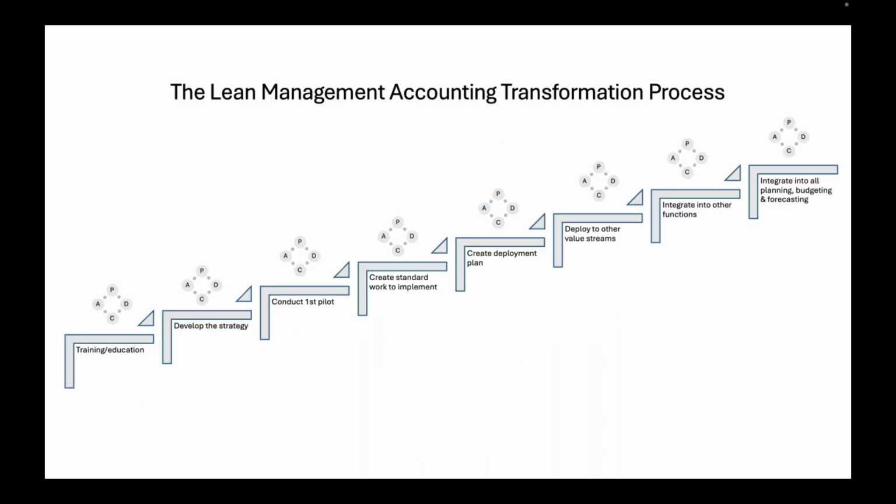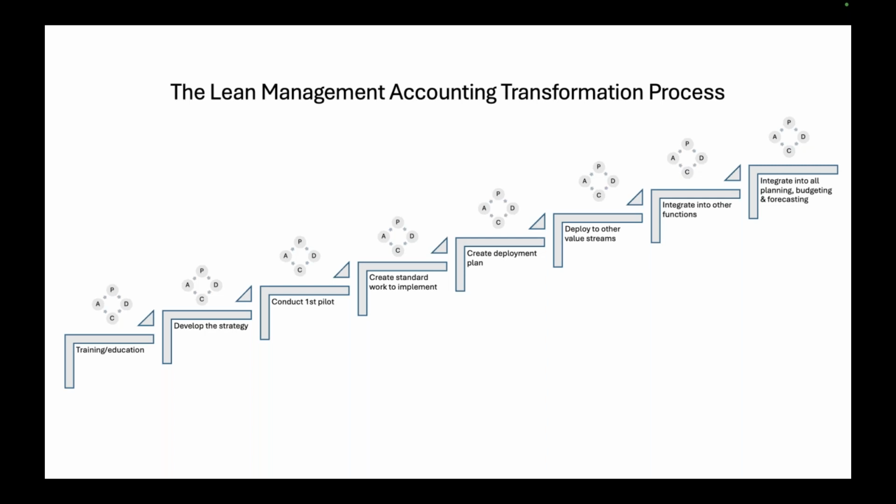So here's a long-term view of the transformation process. Start with a level of training and education, common knowledge. Who needs to understand what lean management accounting is and is not? I think there are three main groups that need to understand at the beginning: the senior leaders or the owners, accounting, and operations and lean operational people. Is it good to include other functions, sales and marketing, supply chain? Sure. You can include them in the basic training and education. It's about developing common knowledge.